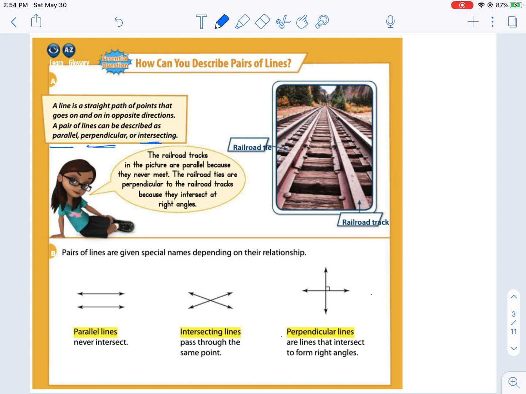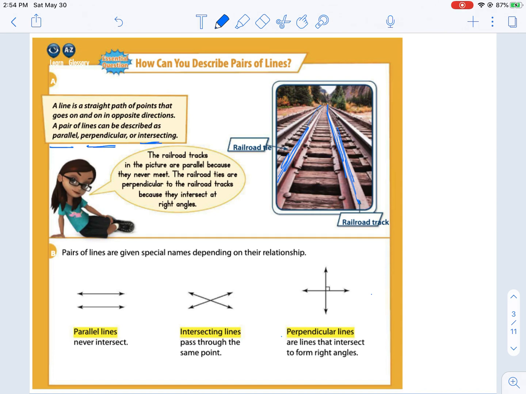So she says right here, the railroad tracks in the picture are parallel lines because they never meet. So these train tracks right here that I'm drawing with this blue line, these two are never going to meet. If they met with something else, I'm sure the train would derail and crash. So they're parallel lines that are never going to intersect.